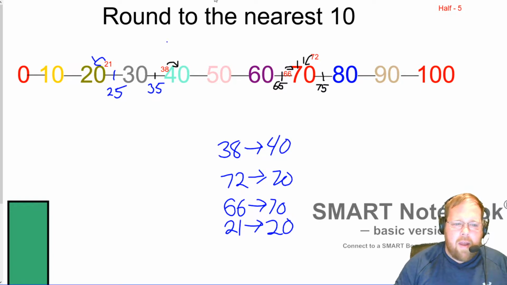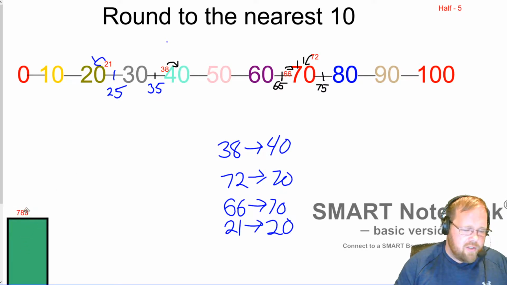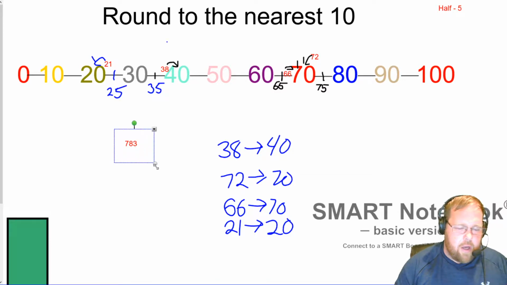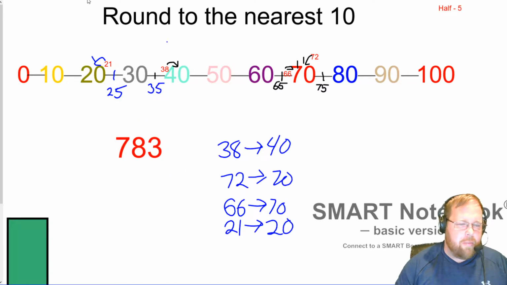Now, here's the thing. You can have a 3-digit number, 4-digit number, any number, and they can ask you to round to the nearest 10. So here's what you do for that. So we have the number 783. And you might be thinking to yourself, OMG. That's not a 2-digit number. But no, there is a tens digit in there. So let's find the tens digit. Ones, tens. So then let's cut that off, okay?